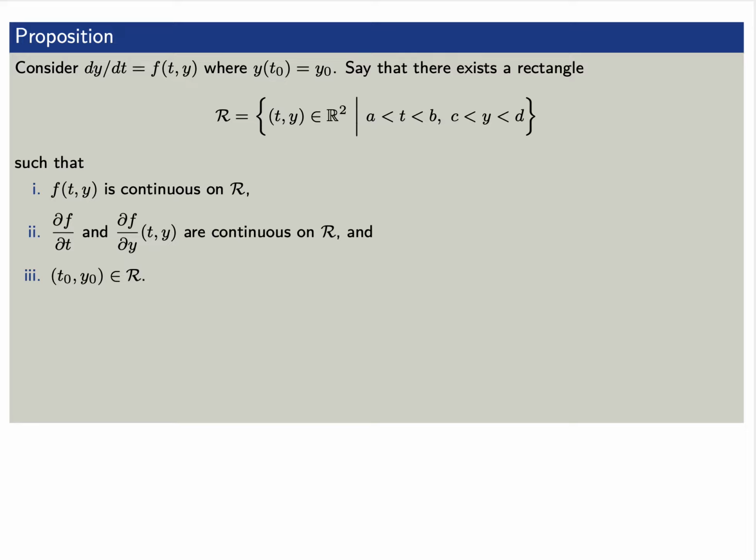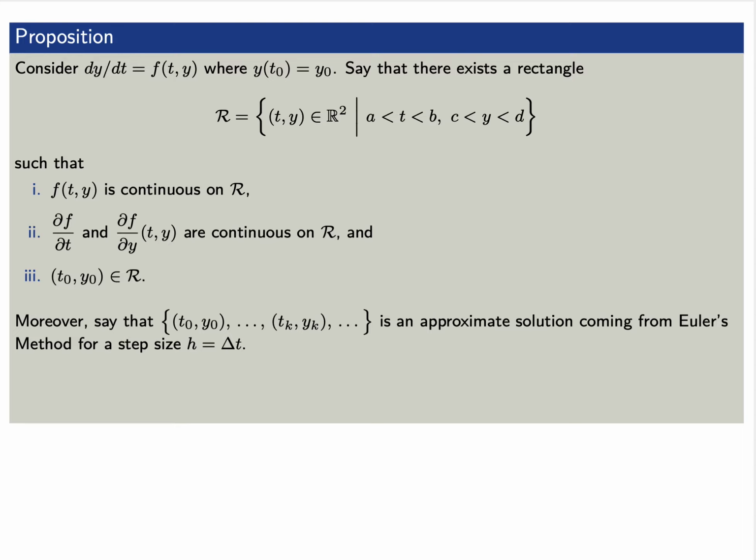As before, let's consider a first order equation, dy/dt equals f of t, y, where y of t0 equals y0. Let's say that there is a rectangle R where t is between a and b and y is between c and d, satisfying the following criteria. First, f is continuous on this rectangle R. Second, the partial derivatives f with respect to t and f with respect to y are both continuous on this rectangle. And third, the initial point t0, y0 is contained in this rectangle. We know from the existence and uniqueness theorem that there is a unique solution for this system.